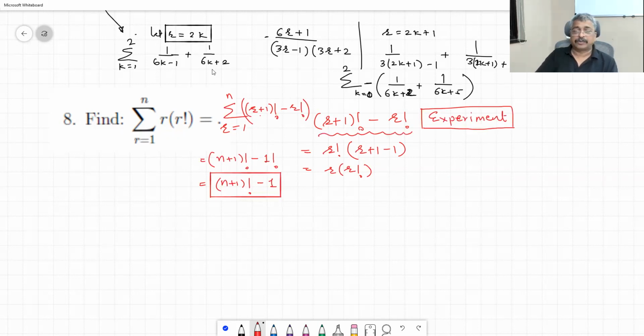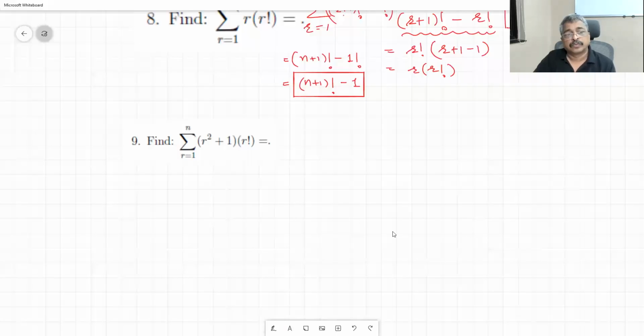Okay, so it is trial and error. You try something, check if it works. No? Go and try something else. Okay, let me give you a couple more factorial notation problems now.